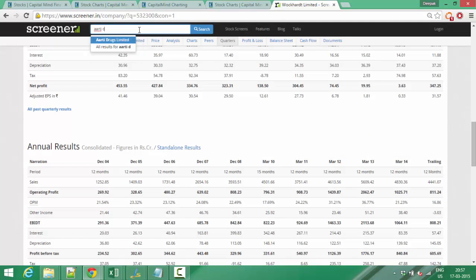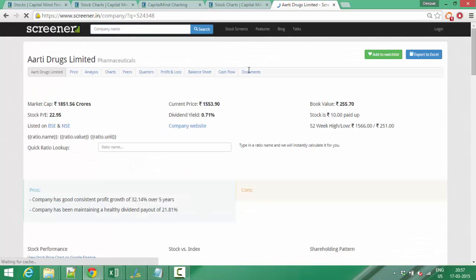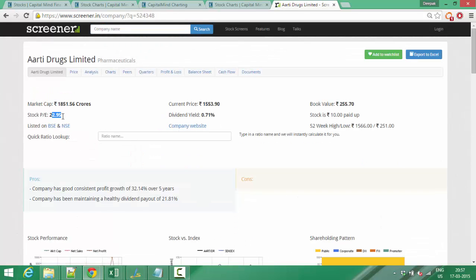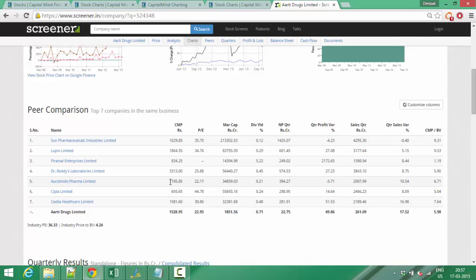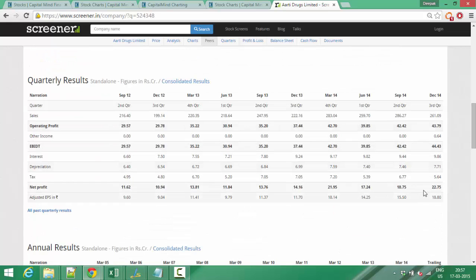So let's look at Aarti Drugs from this perspective. It's a 23 P/E, considerably lower than some of the other players in its space. Probably one of the lowest other than Aurobindo Pharma. Aurobindo Pharma, by the way, is another great stock. We are looking at quarterly results here. You see that from December 13 to December 14, we are talking about an increase of approximately 70%.